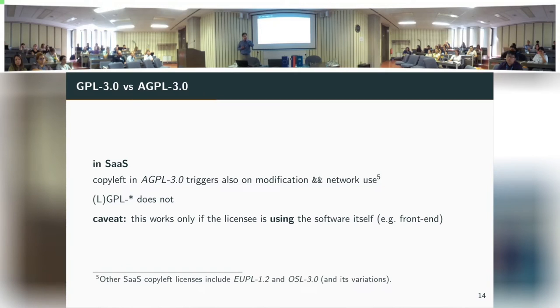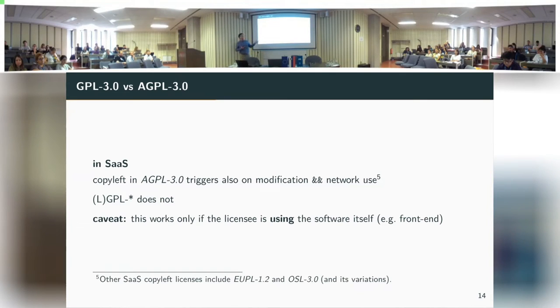GPL versus AGPL. As I said, in traditional copyleft licenses, the trigger is on distribution. And when we're dealing with SaaS, there is no distribution, apart from client-side JavaScript, that's traditionally distributed.